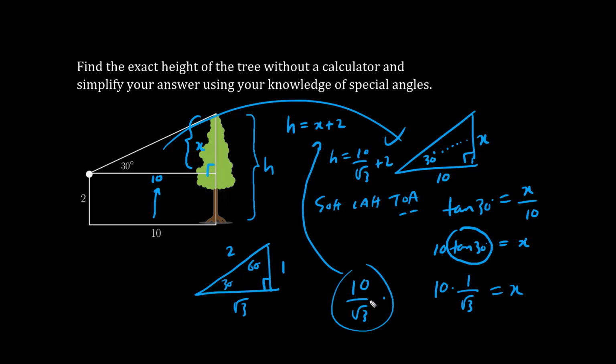And by the way, if we want to rationalize, we can multiply top and bottom by root 3, and so we get 10 root 3 over 3 as our x value. And so h would be 10 root 3 over 3 plus 2.